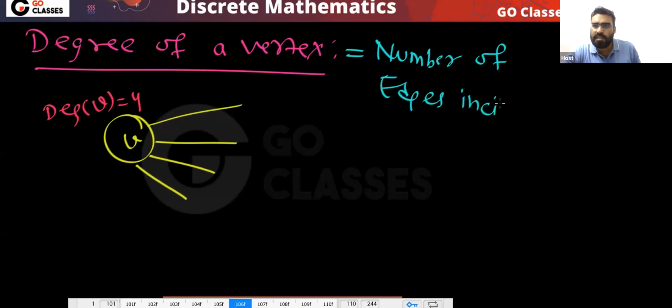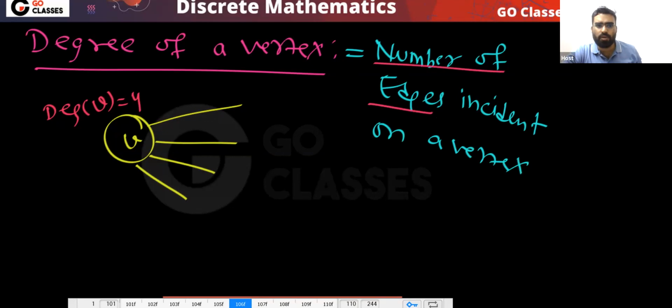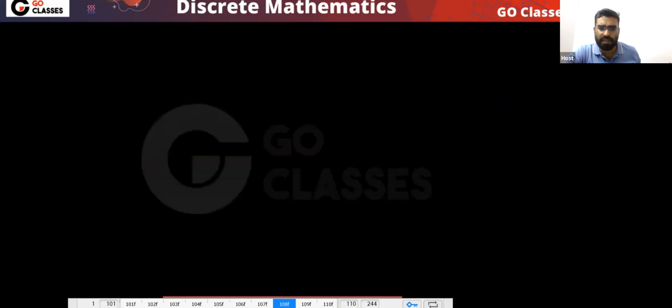Number of edges incident or falling on V, on a vertex. So how many edges are incident on a vertex? That is the degree of a vertex. For example, there are 4 edges here. 4 edges are falling on this V. So this is the degree of V. Is this clear? This is the definition of degree.